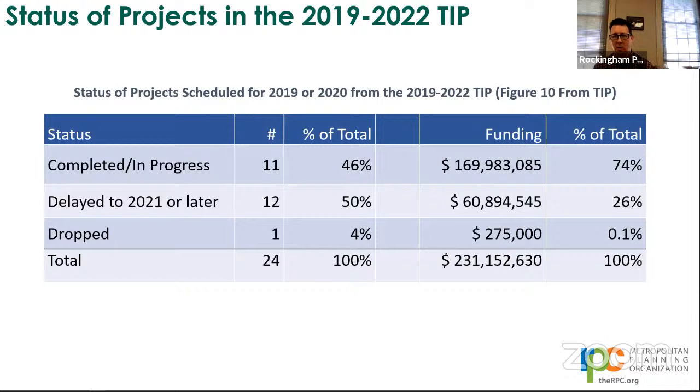Then there were 12 projects that were delayed or pushed out from their original scope and timing to 21 or 22 or even later in some cases. That's only about 26% of the funding, though, even though it's 50% of the projects. And there was one small planning project that DOT was going to do that was dropped as not being needed. So just one project dropped out of the TIP.